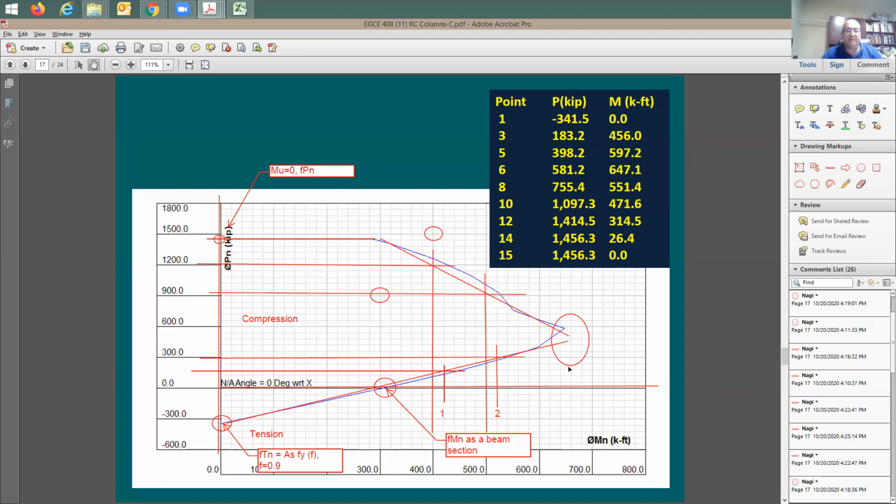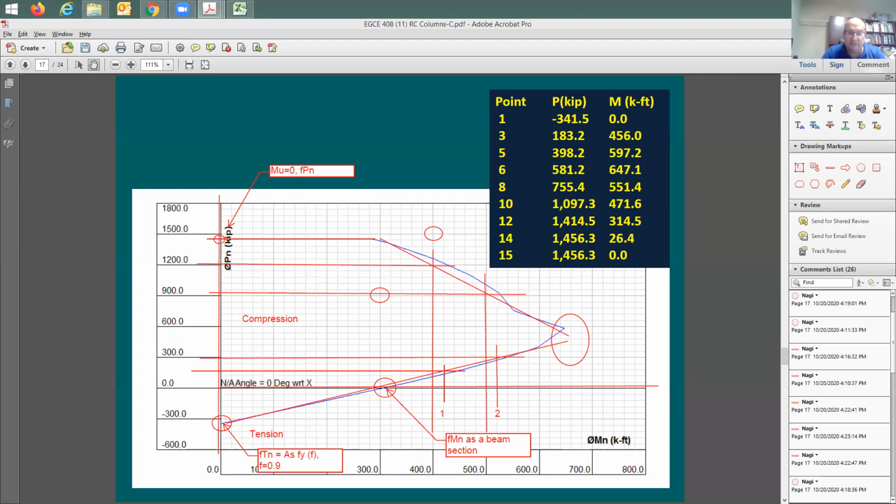The two famous points that you guys know about: this point here, when you have no moment at all and you have just an axial load. You can say this is going to be our equation, and with this equation, you should be able to figure this out. This is the simplest one that we know about. The second one is the one that we started with. This is going to be phi Mn for a beam.